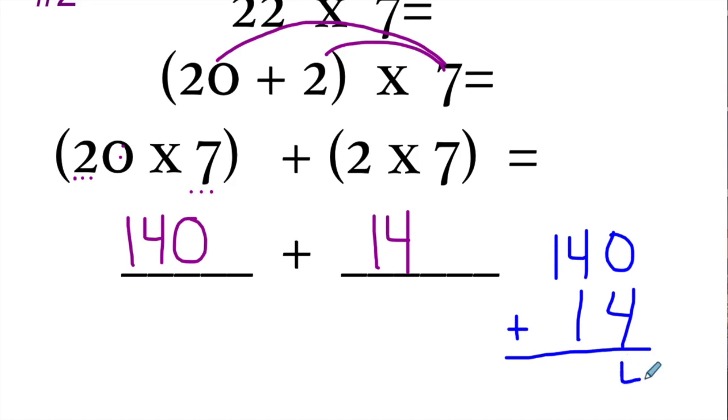So let's see, 4 plus 0 is 4. 4 plus 1 is 5. 1 plus nothing is 1. I now know that 22 times 7 is 154. Take a second to write that down and let's go on to the next problem.